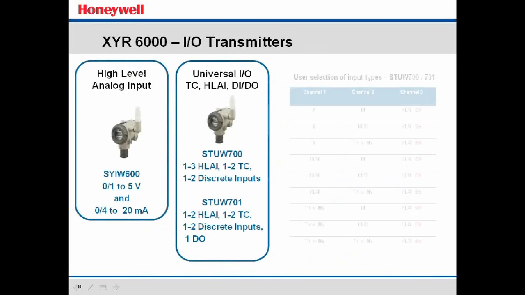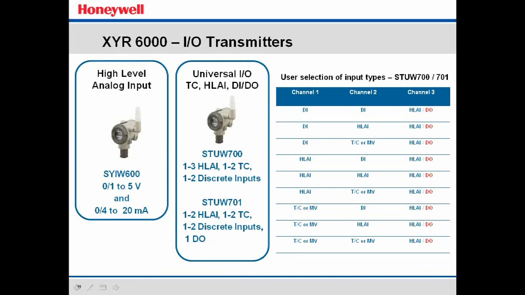We also have just an HLAI transmitter, just a current input transmitter, and then the universal transmitters. The universal transmitters come in 2 flavors. If you notice the 3rd channel, they're 3-channel transmitters, but the 3rd channel on these universals is not configurable. On the 700, it's always an analog input, and on the 701, it's always a discrete output. So that 701 is our discrete output transmitter. The other 2 channels can be configured in those ways: millivolts, thermocouples, analog inputs, discrete inputs.